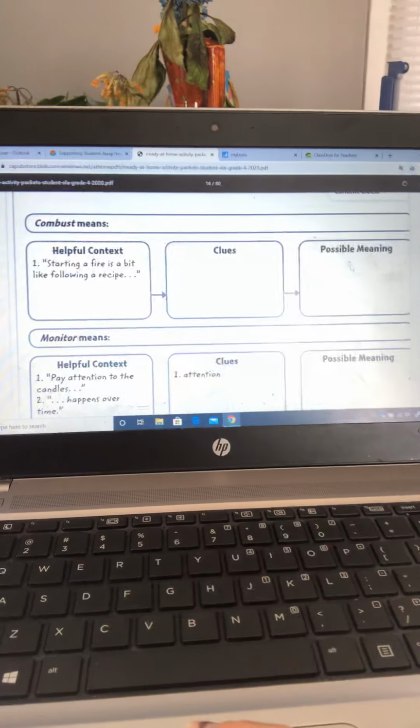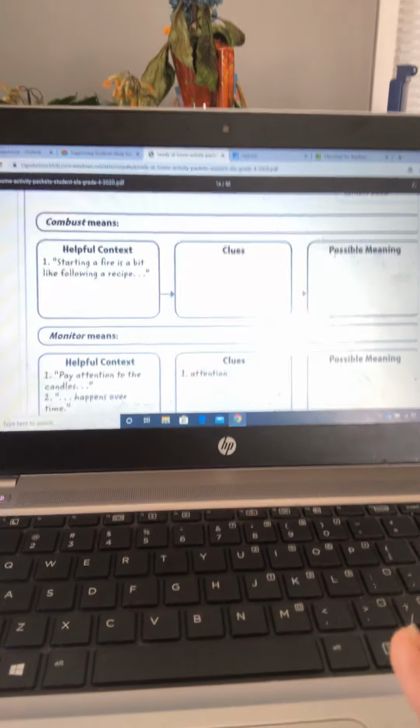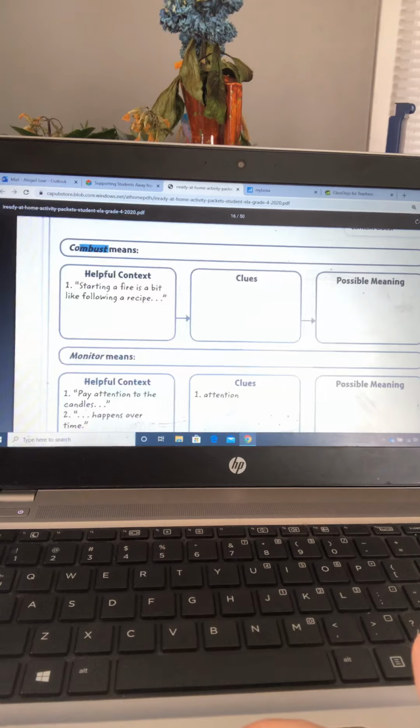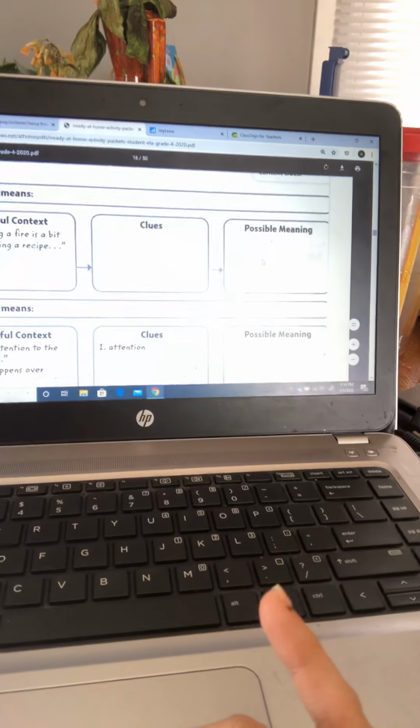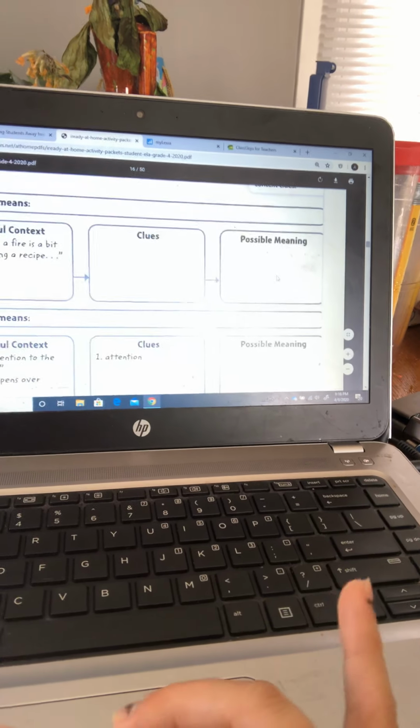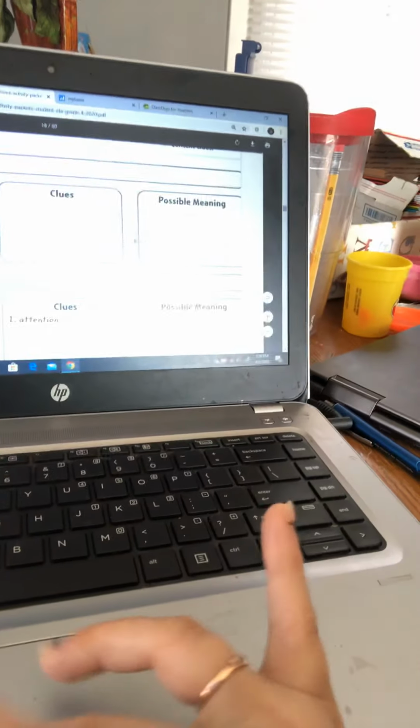Okay. Possible meaning of combust. What should we put here? To be set on fire. Combust means to be set on fire.